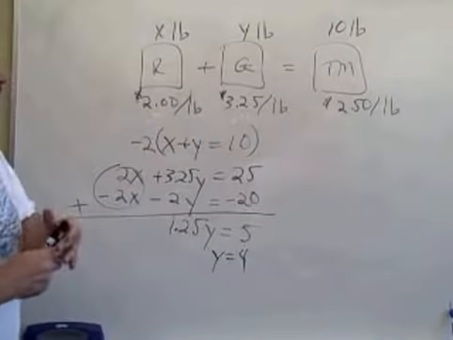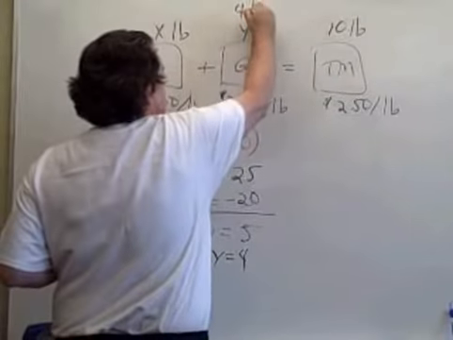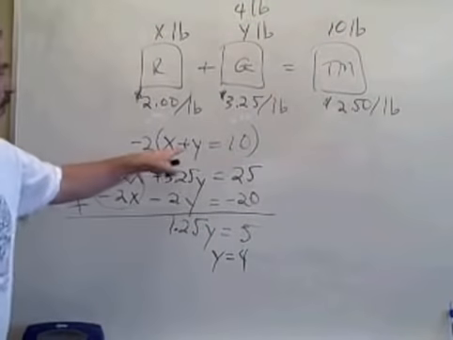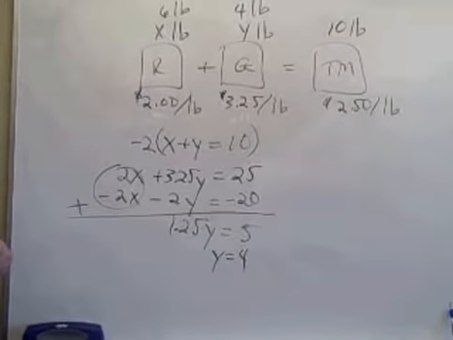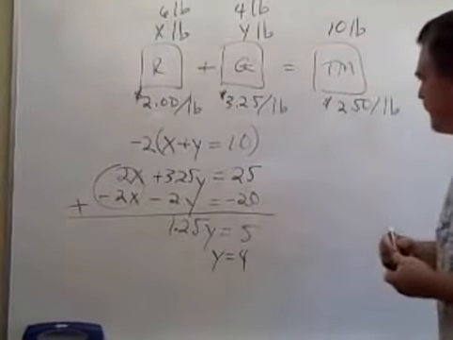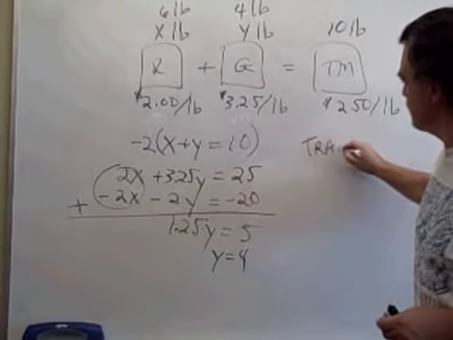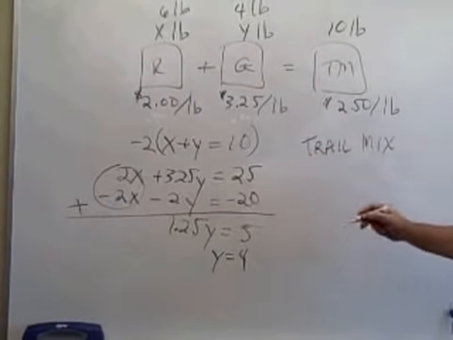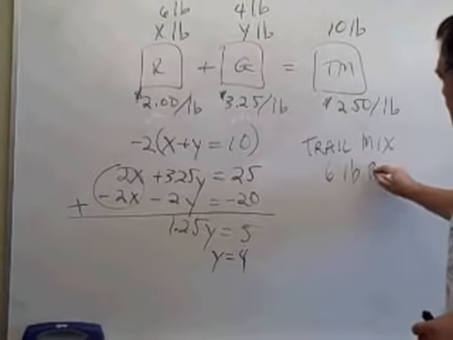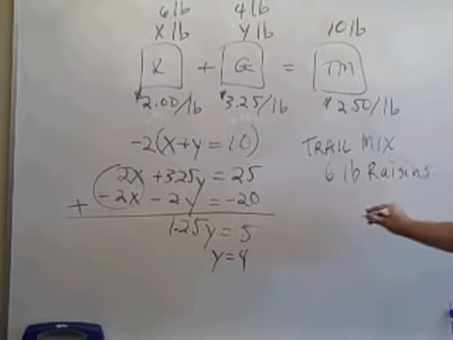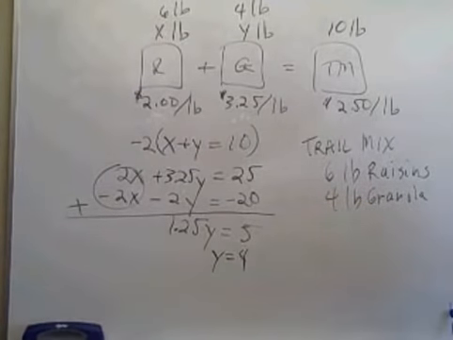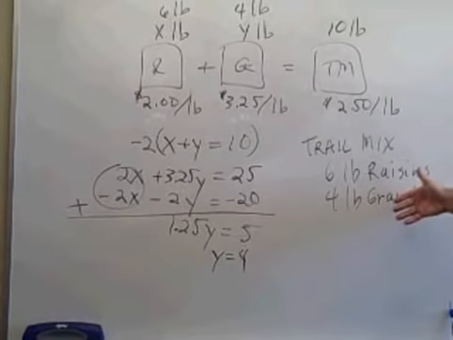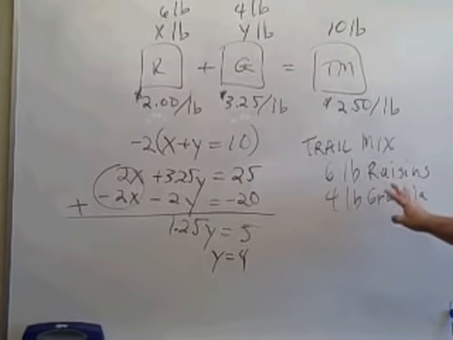And y was representing the number of pounds of granola. So we're going to mix 4 pounds of granola then with what? 6 pounds of raisins to make our trail mix? So we might say something like this. The trail mix will be 6 pounds of raisins and 4 pounds of granola. Remember, we want to add some words to the numbers to give the numbers meaning when we solve an applied problem such as this.